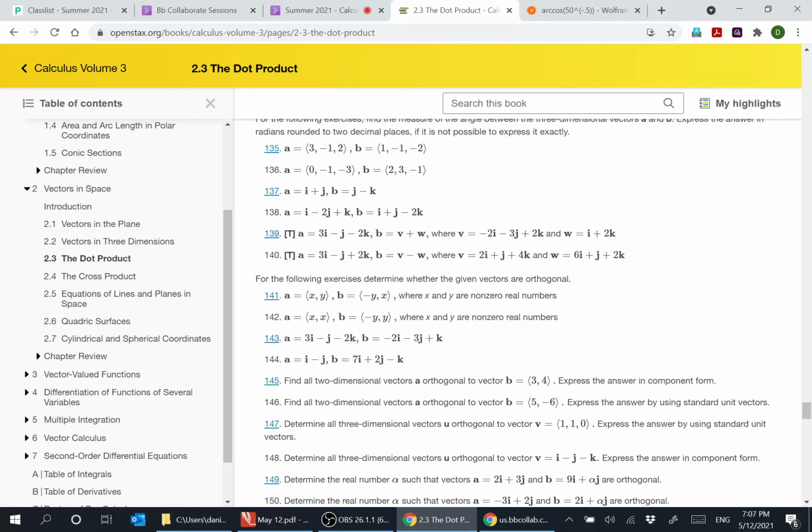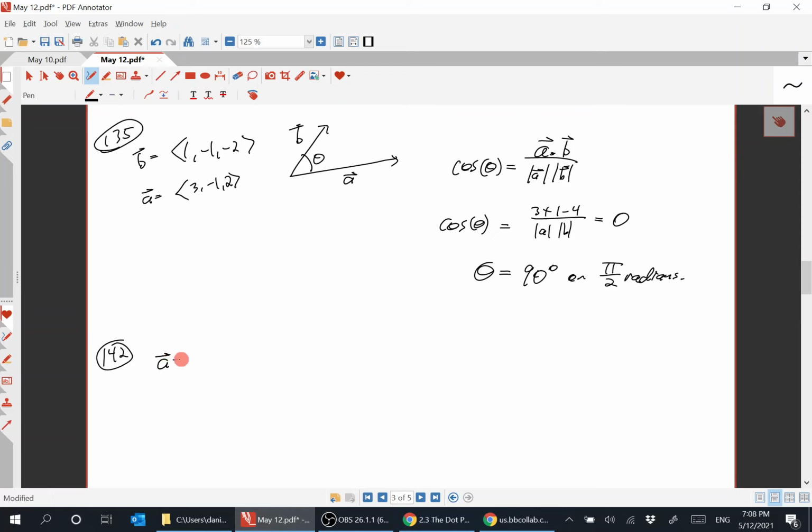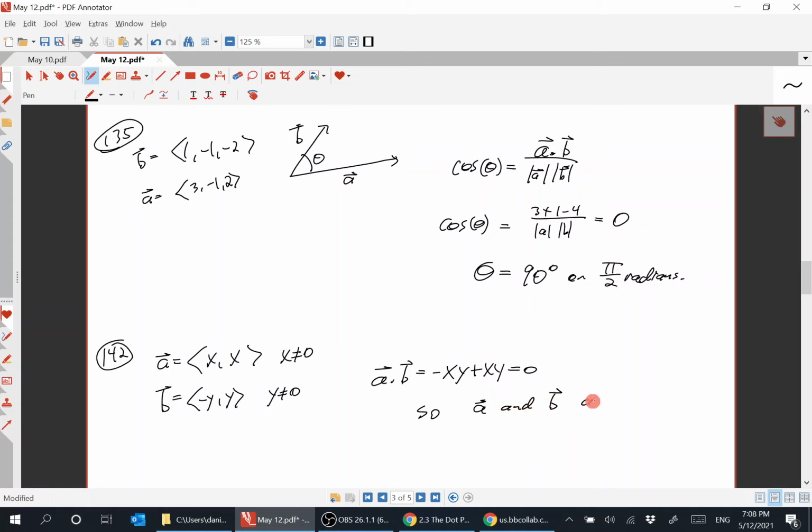So for the following exercises, determine whether the given vectors are orthogonal or not. So in 142, you have A equal to (x, x), B equal to (-y, x), and clearly the dot product is going to be 0 here. So they're going to be orthogonal no matter what x and y are. They're non-zero real numbers, but whatever they are, they're orthogonal. So A dot B is equal to -xy plus xy, which is 0, so A and B are orthogonal.